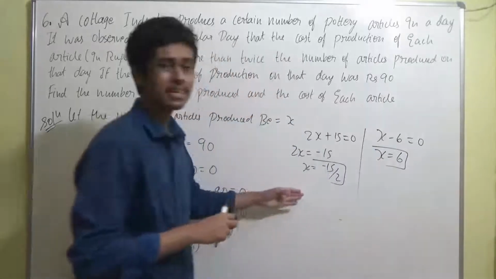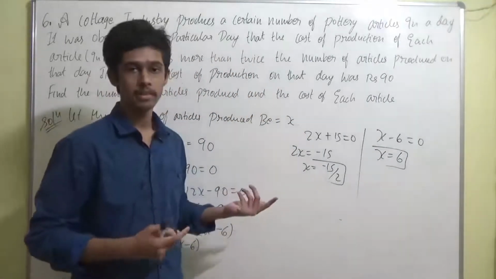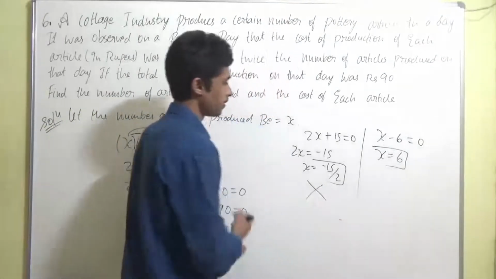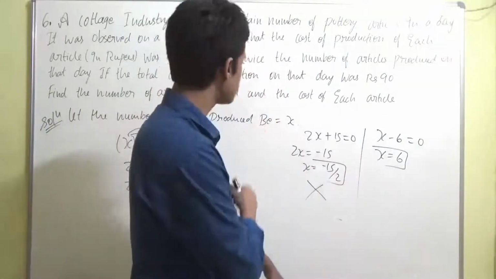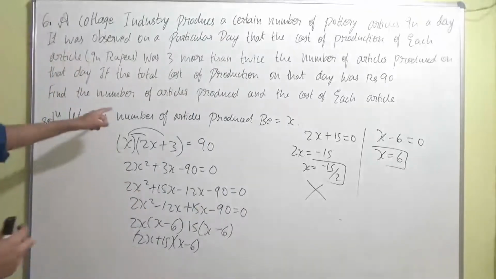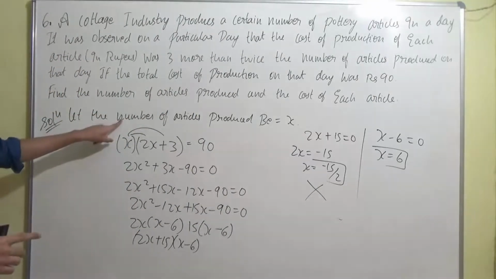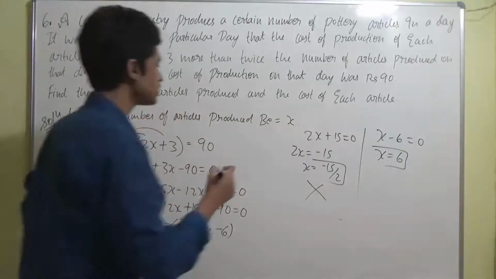Now if you see, guys, can a quantity be negative? A negative quantity doesn't make any sense. So this is cancelled. So x equal to 6 is our answer, which means, they asked us to find the number of articles produced and the cost of each article. So the number of articles produced is x, which is nothing but equal to 6.